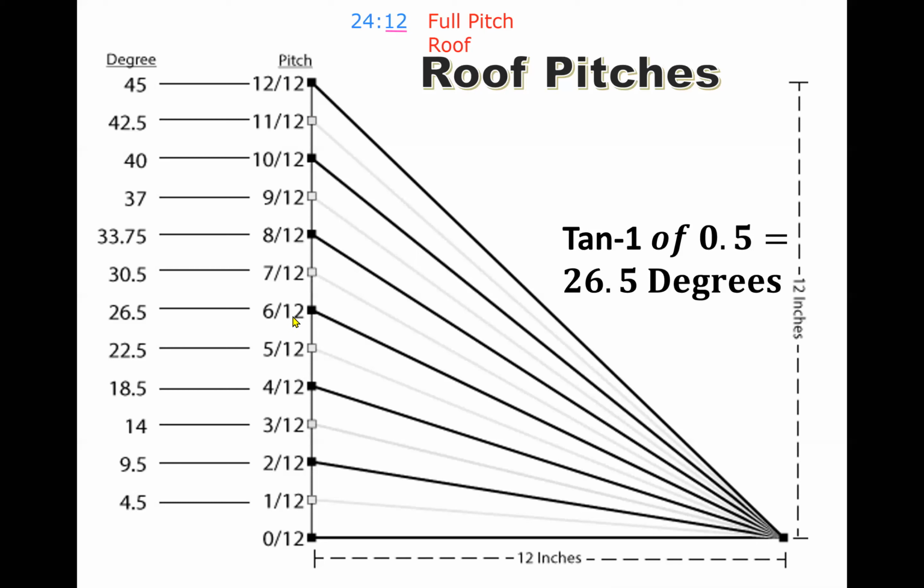Now a quarter pitch roof would be 6 in 12, where 6 is a quarter of the 24. So ratios are fractions again. So 6 in 12 is the same as 0.5, a half. Tan inverse of 0.5 is 26.5. So you will say that the angle is 26.5. Normally they just round that off and work with 27.